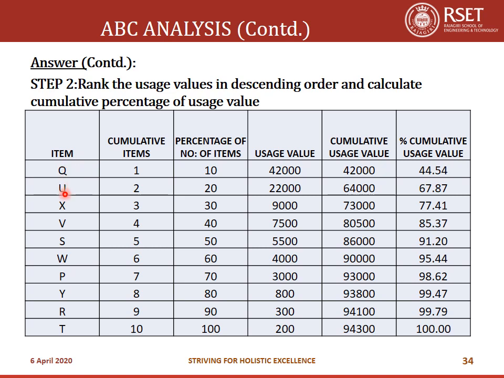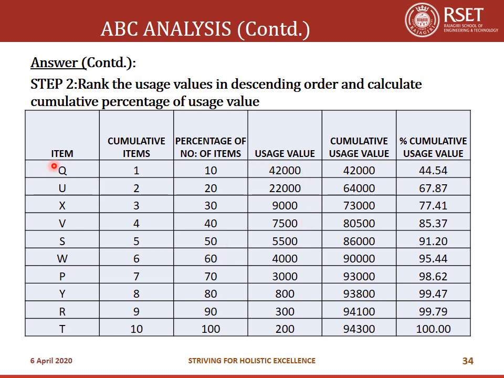So I've ranked the items by their usage value. You can see the usage value of Q is 42,000, of U is 22,000, and it goes on till T, that is 200. And I've also numbered these items cumulatively. Q is item number 1, U item number 2, X item number 3, and T is item number 10. The percentage of item Q is 10%, U is 20%, X is 30%, V is 40%, and so forth. This is the percentage of the items.